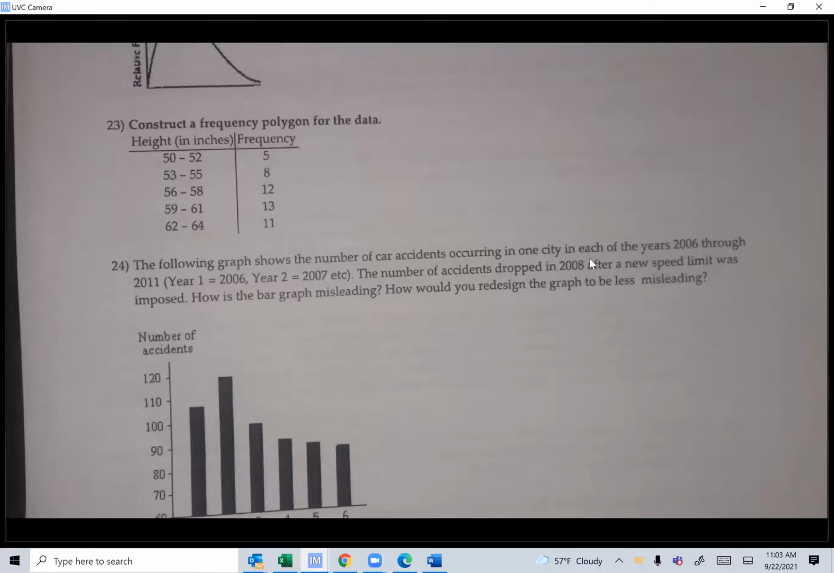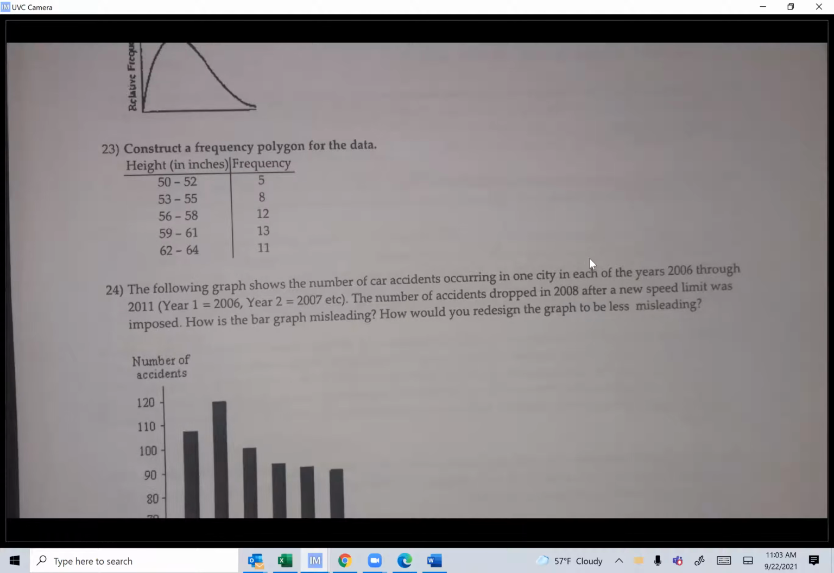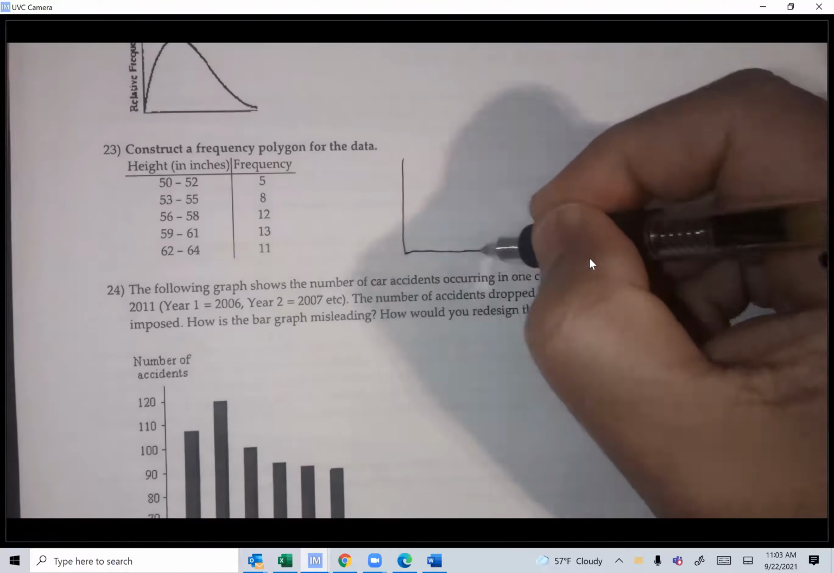What about 23? Construct a frequency polygon. In order to do 23, guys, and the answer is already in the back, but let me just show you how I would go about doing this.